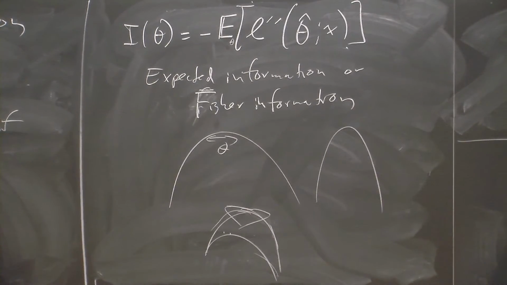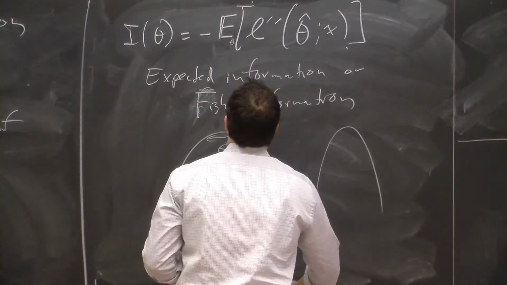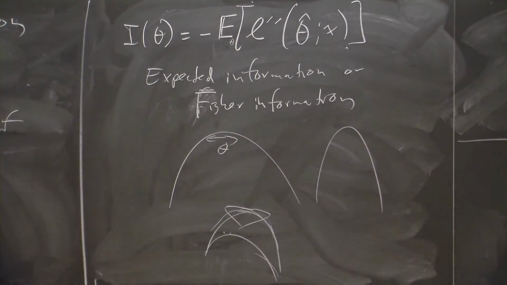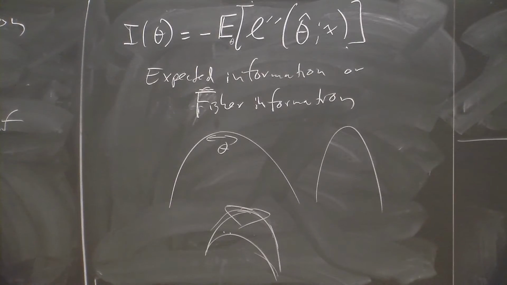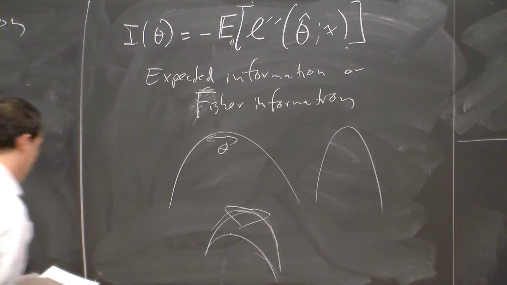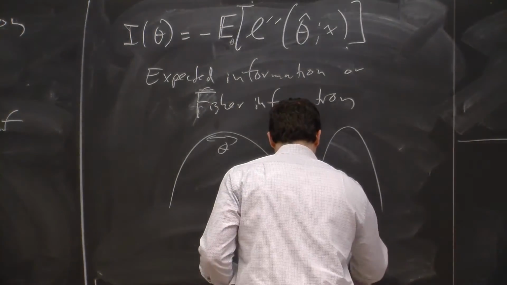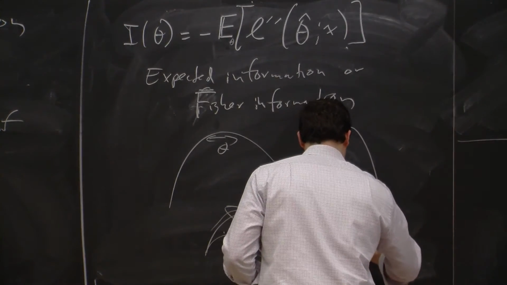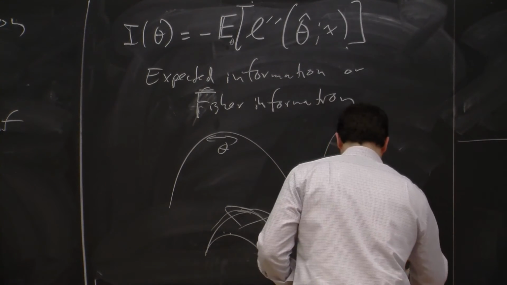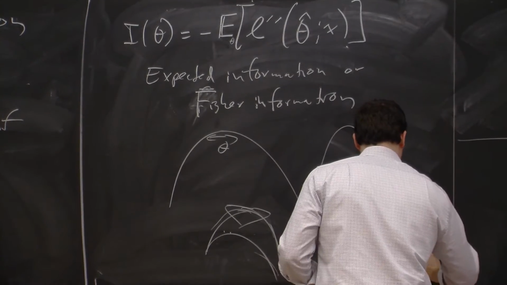Okay, so let me go to a specific. Oh, sorry, I should say that you can also use this to construct your confidence interval, which would be theta hat plus or minus 1.96 times 1 over the square root of I of theta hat.